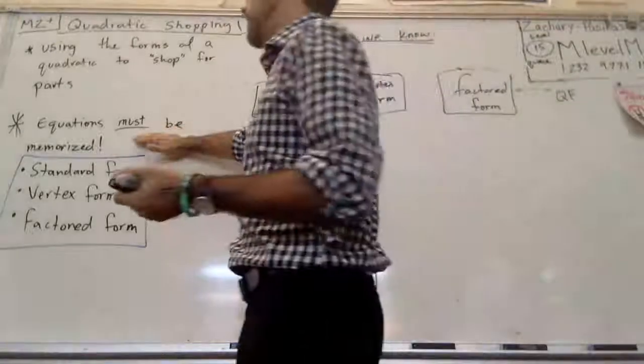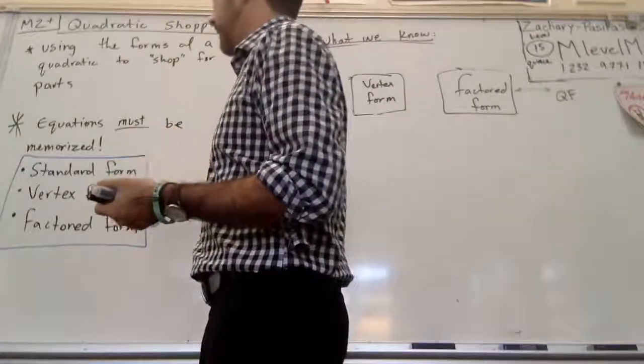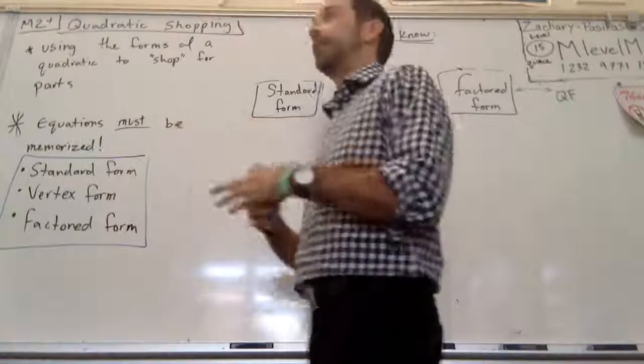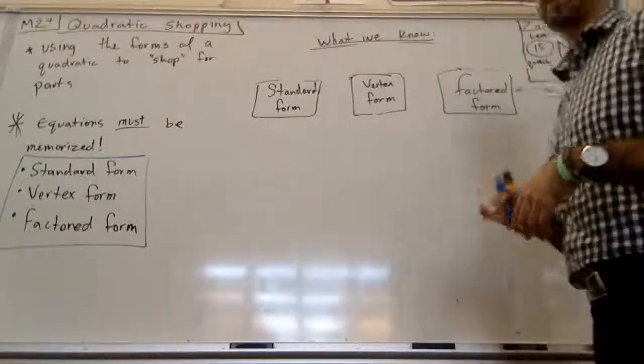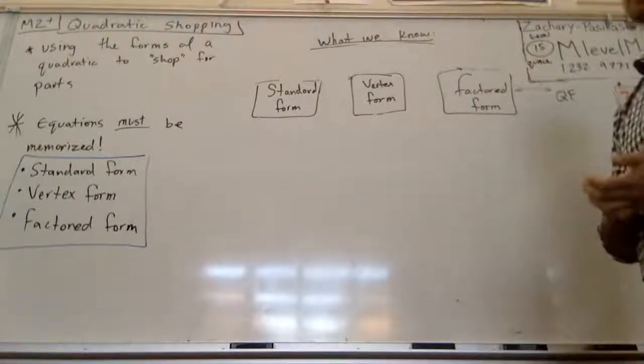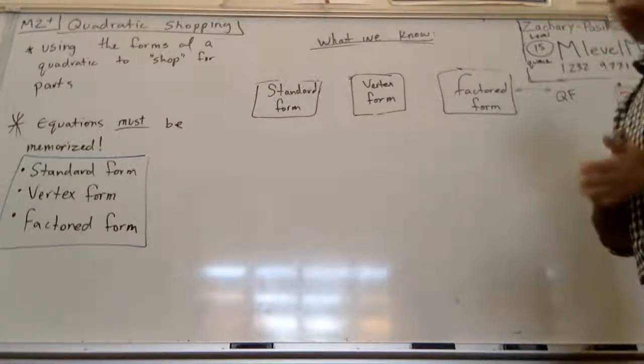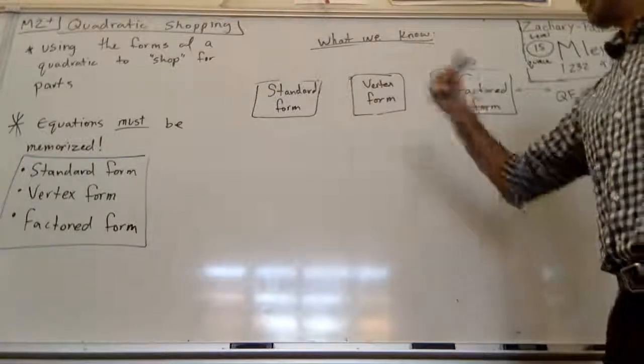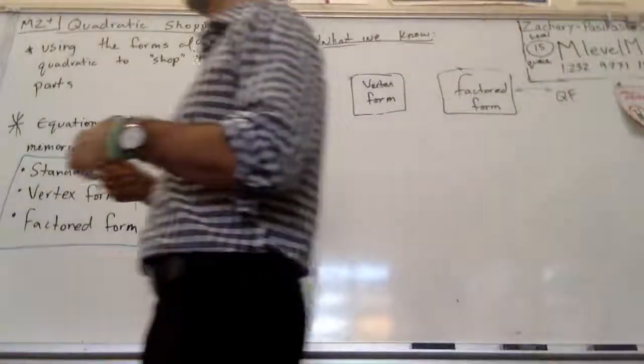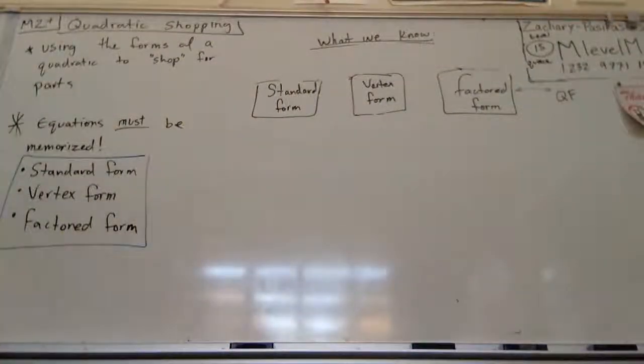I'm going to ask that you memorize these: standard, vertex, factored form, and what goes along with each of them. On Friday, you'll have to share that information on the quiz, okay, which will be individual. All right. Tell your neighbor, what is the standard form of the quadratic? Can you remember it? It starts with A.